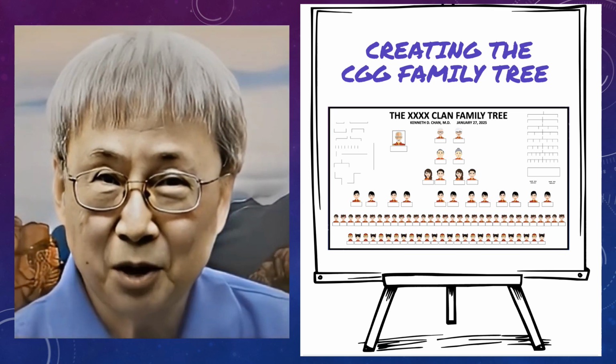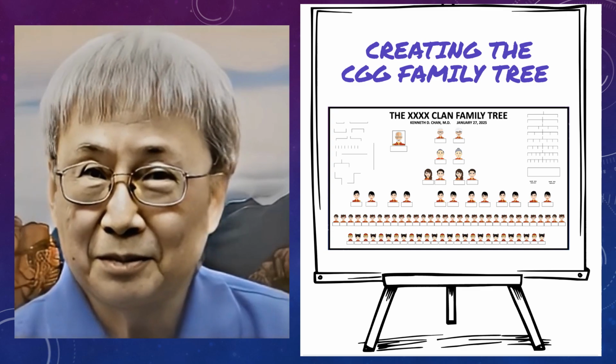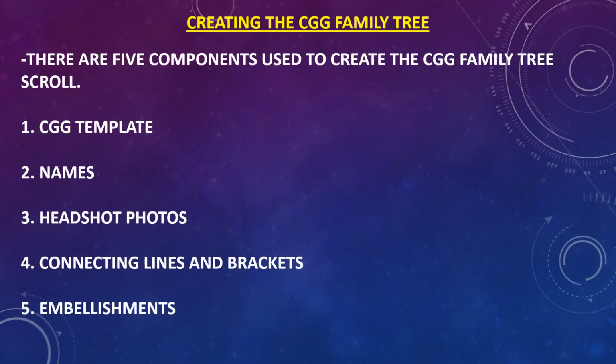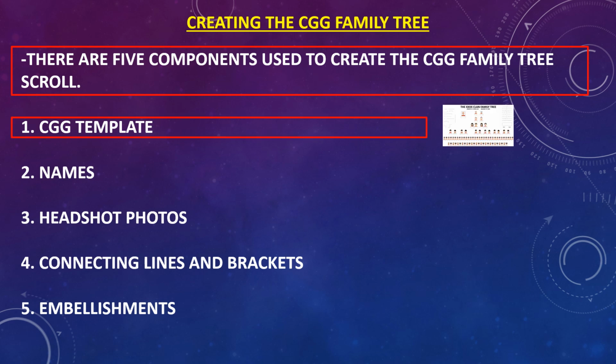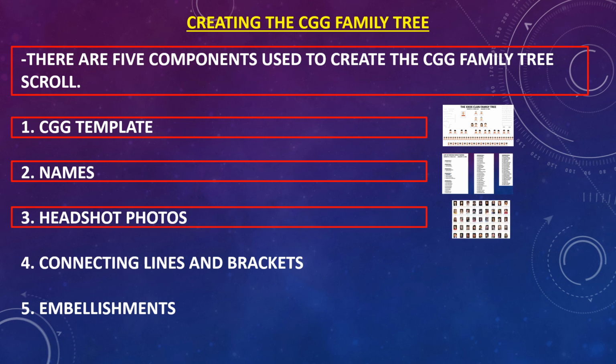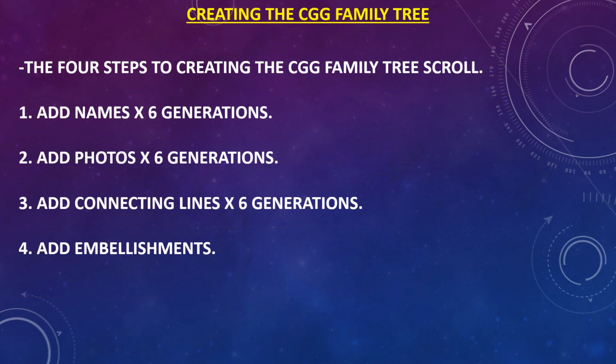During this section, I will show you how to create your CGG family tree. Creating the CGG family tree. There are 5 components used to create the CGG family tree scroll: 1. CGG template. 2. Names. 3. Headshot photos. 4. Connecting lines and brackets. 5. Embellishments.